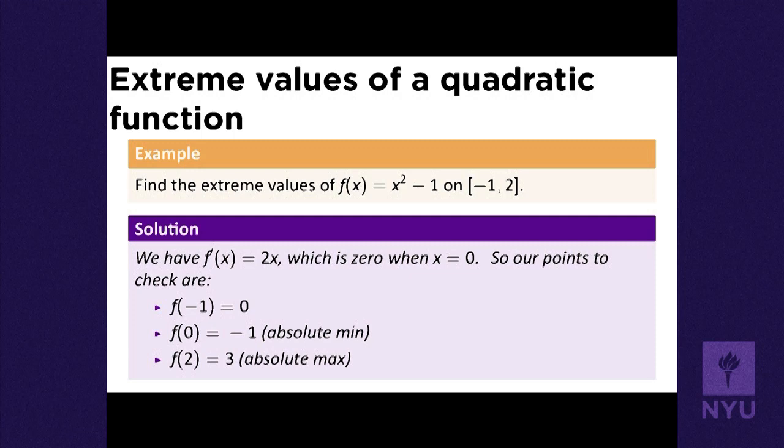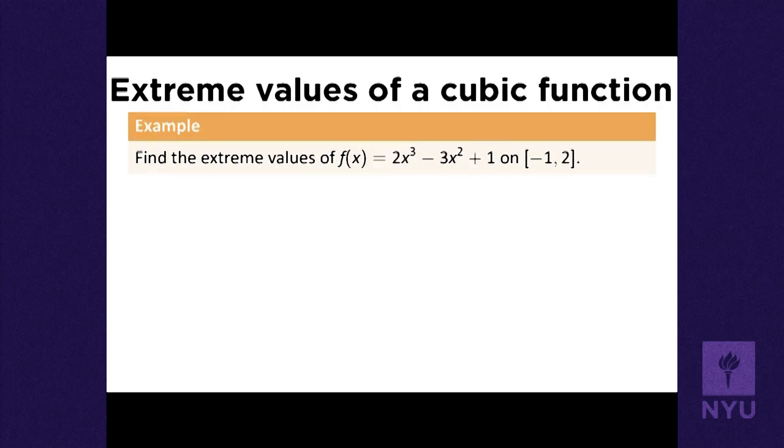All right, I take by your silence that you're okay with this. All right, well, let's kick it up a notch. Find the extreme values of this function, 2x cubed minus 3x squared plus 1, on the same interval, negative 1 to 2. Okay, so remind me what we're looking for. What point should we find?